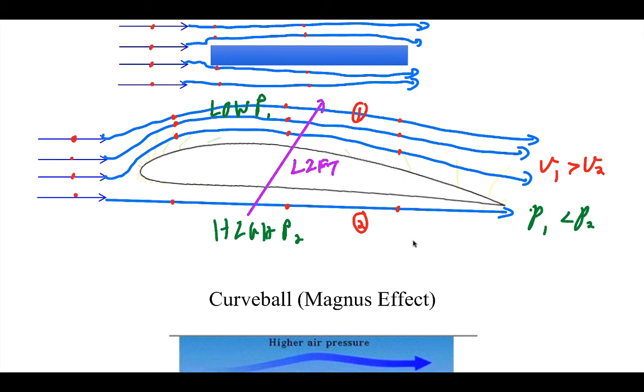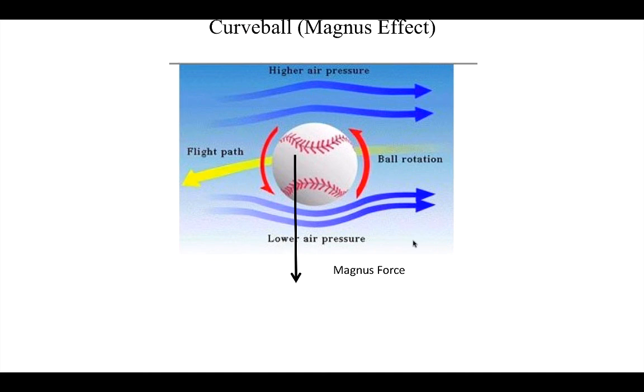Pretty neat, right? It's just due to the fact that the airspeed is different on the top and the bottom, which makes the pressure different on the top and the bottom. Now, a similar idea goes with a curveball. The key to a curveball is you actually have to make the ball spin in order to make it curve. So if you want to throw a straight fastball, you can't put any spin on it.